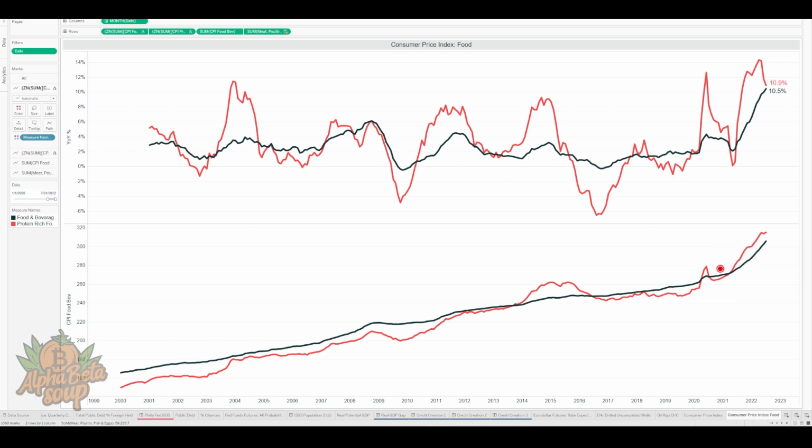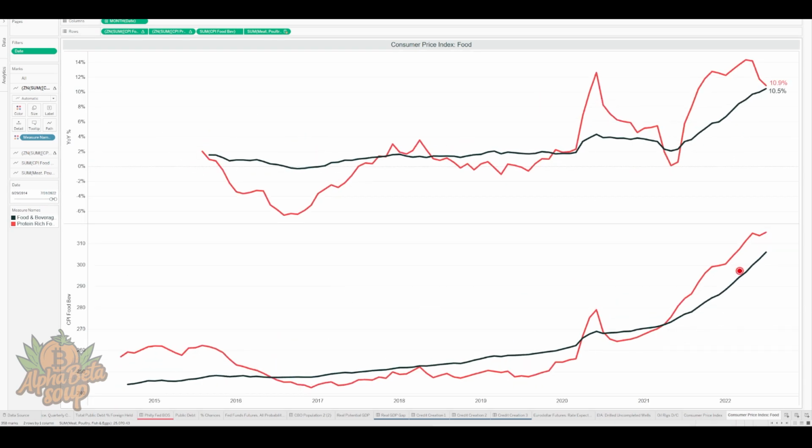If you zoom in on the indexes of these prices themselves, I'm going to zoom in even further so you can get a really close look at this. This black line represents all food. And as I mentioned to you, it has not softened. It is still pointing straight up. So we haven't seen this slowdown at all yet.